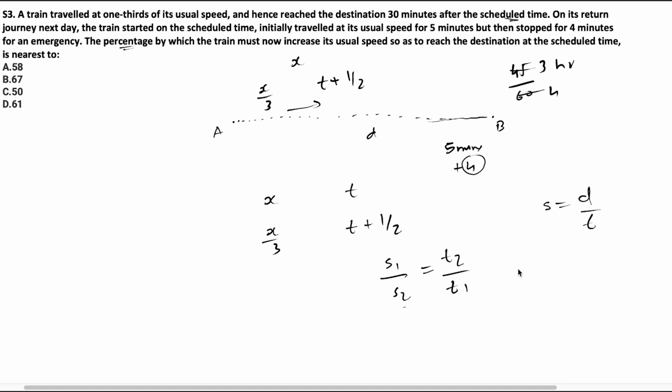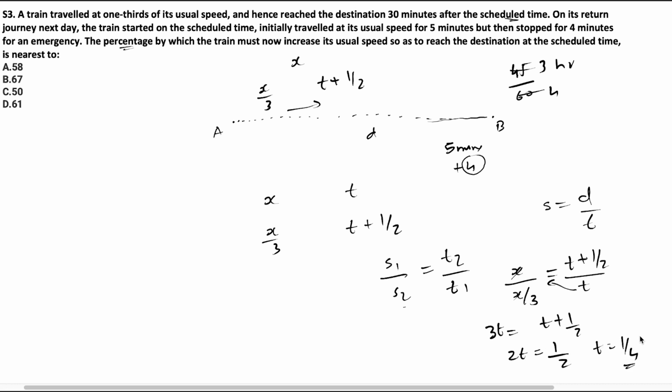So the speed of the train, if it was traveling at its usual speed, is x, and the speed of the train in the given scenario is x by 3. Time taken for the train to complete the journey in the second scenario is t plus half, and in usual circumstances the train would have completed the journey in t hours. So we can cancel x and x. 3 will go to the numerator. 3 is equal to t plus half over t. Bringing t to the LHS, you will get 3t is equal to t plus 1/2. 3t minus t is 2t is equal to 1/2. t is equal to 1/4. So the usual time taken by the train to complete the journey is 1/4 hours. So 1/4 hour means 1/4 into 60, which will be 15 minutes.